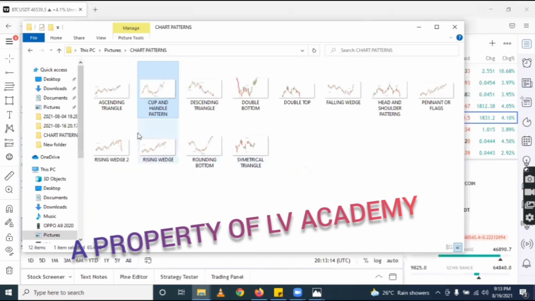Then the next one is the wedge. We have two different wedges. We have the rising wedge and we have the falling wedge. So the first one is the rising wedge.